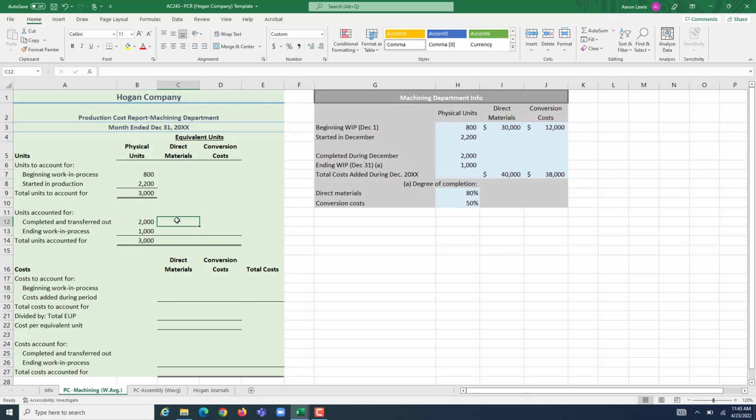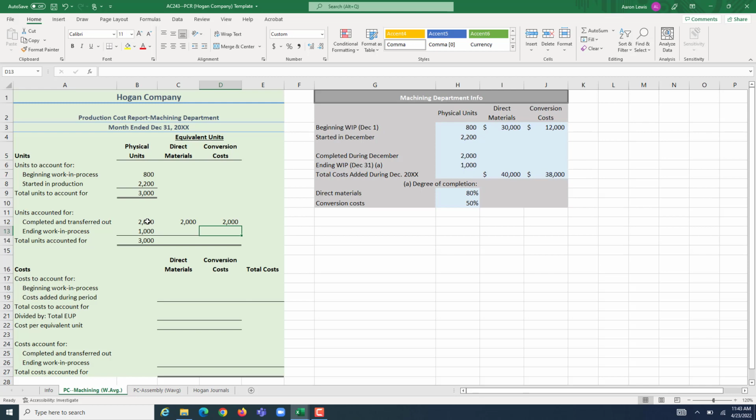Your equivalent units in the completed and transferred out section is always going to be equal to the number of physical units you had, because in Hogan Company's case, all 2,000 gonculators worth of parts which they transferred off to be assembled have to be done for everything that incurs in them in the machining department. Ending WIP, though, is not the same case.